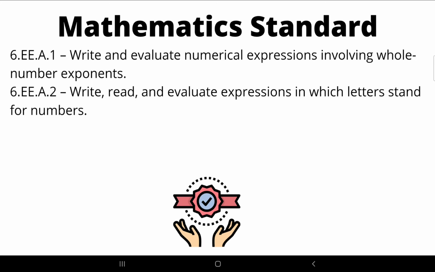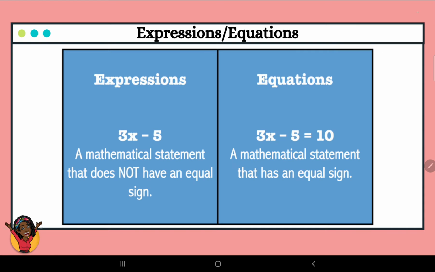Today we're going to be looking at standard 6.EE.A.1, write and evaluate numerical expressions involving whole number exponents, and 6.EE.A.2, write, read, and evaluate expressions in which letters stand for numbers.